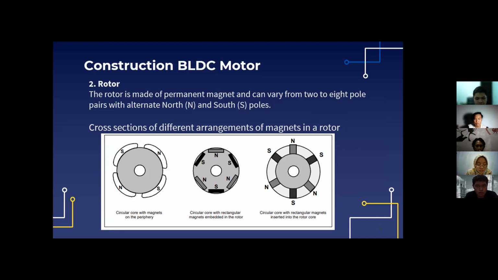The first is a circular core with magnets on the periphery. You can see 2 north and south poles. And then the second is a circular core with rectangular magnets embedded in the rotor. And the last is a circular core with rectangular magnets inserted into the rotor core.